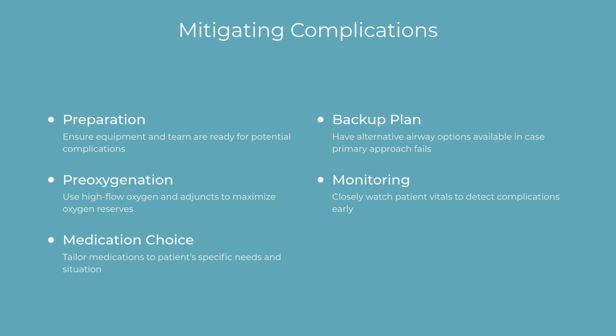Mitigating complications. We can reduce risks with smart moves. Thorough preparation, gear, and team ready is step 1. Optimal pre-oxygenation with high-flow oxygen and maybe nasal cannula keeps oxygen up. Picking meds that fit the patient cuts complications. A solid backup plan, like extra airway tools, is a must, and constant monitoring lets us catch and fix issues fast.